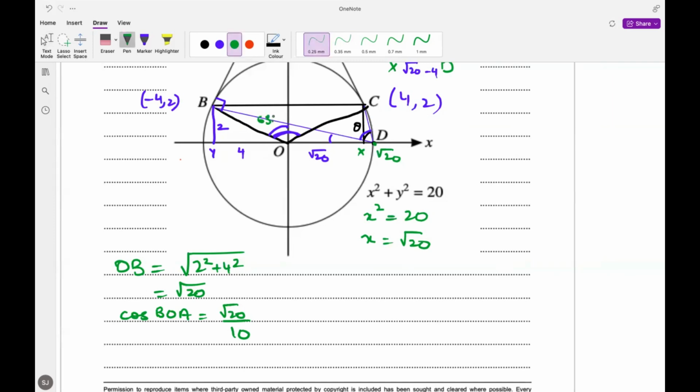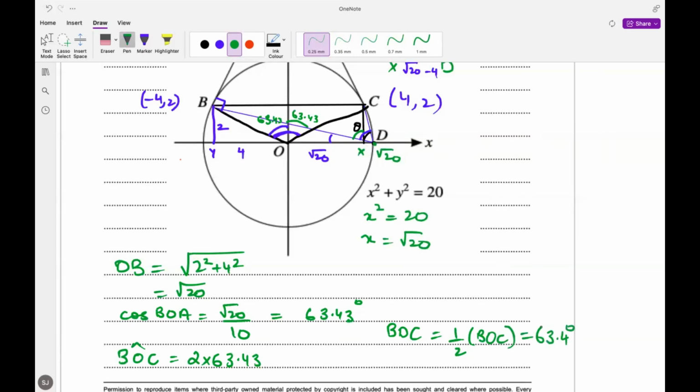Now, as this angle is 63.43, this angle will also be 63.43, and half of this angle will again be this angle, which is BDC. So the angle BDC will again be 63.43 degrees. So we can write this as 63.43 in the first step. Then we can write angle BOC will be equal to 2 times 63.43. And finally, BDC will be equal to half of angle BOC. So the final answer will again be 63.4 degrees for angle BDC.